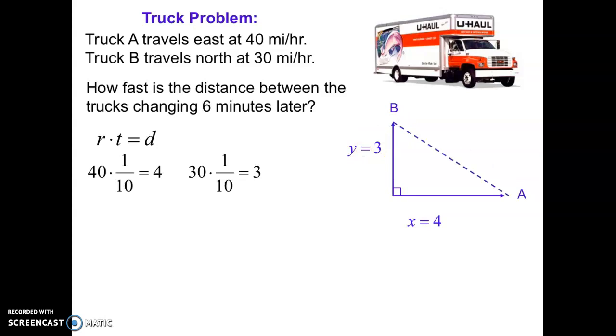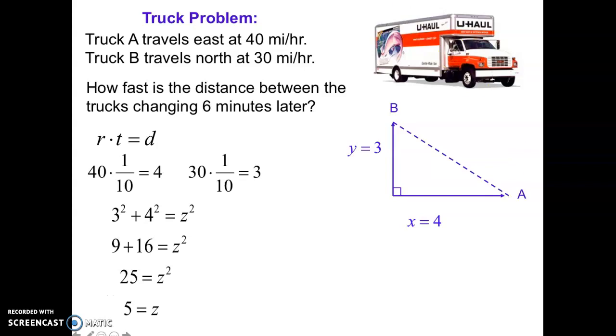So there is the distance between those two trucks. At this particular instant in time, I can figure out how far away they are from each other. If I do the Pythagorean theorem, 3 squared plus 4 squared equals 5 squared. So I know that z at this particular instant in time, 6 minutes after the trucks left, the trucks are 5 miles apart. Okay.